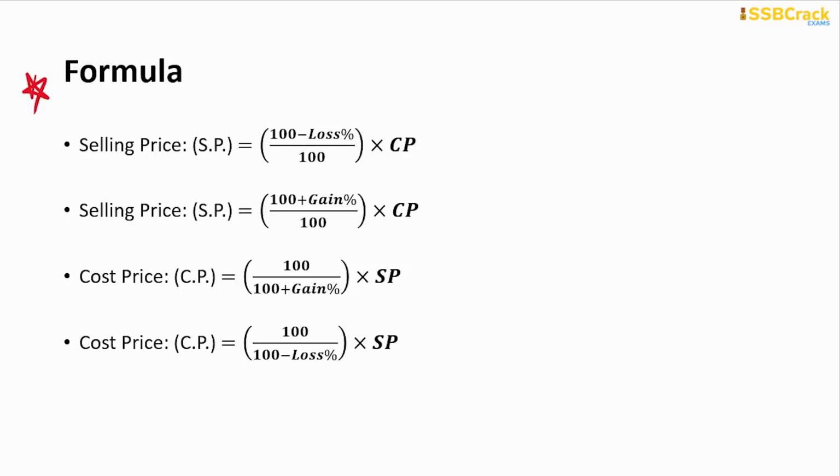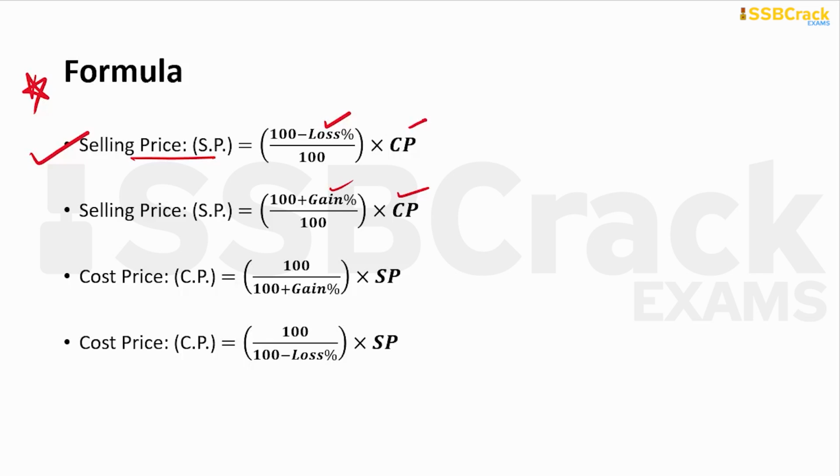Suppose you are about to calculate the selling price and in the question they have given you loss percentage and CP. Then you can go with the first formula, that is SP is equal to 100 minus loss percent upon 100 into CP. But when they give you gain percent, the formula changes to 100 plus gain percent by 100 into CP. So there is a simple hint: whenever gain percent is given, the formula changes to 100 plus gain percent, because plus indicates some amount getting added. So you can remember the formula that way.